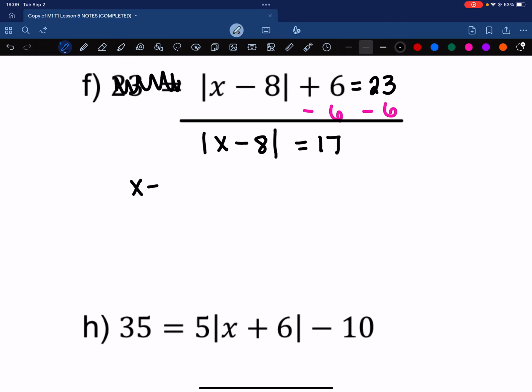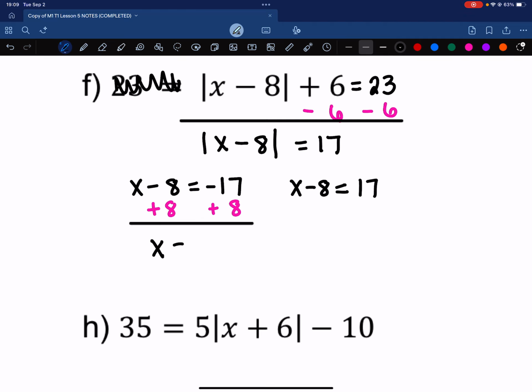So you can take the equation and write it 2 times. One will be set equal to -17. One will be set equal to positive 17. And now you solve each equation. So to solve, we are going to add 8 to both sides. And that gives us x is equal to -17 plus 8, which is -9. On the second equation, you can add 8 to both sides. And we get x is equal to 17 plus 8, which is 25. And so we got 2 answers here.